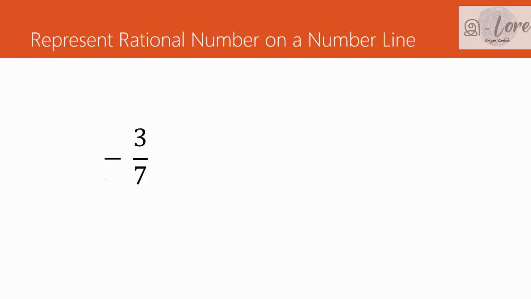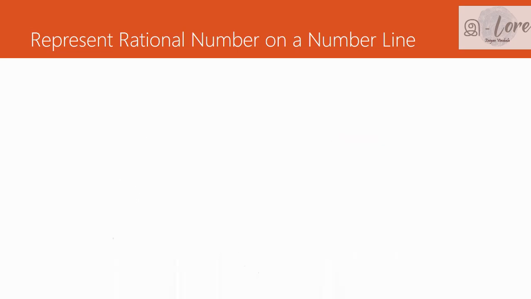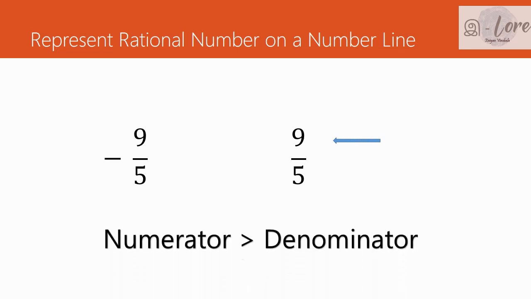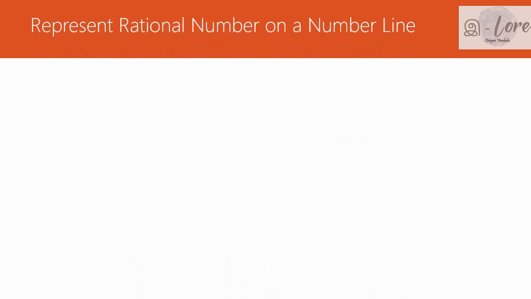Okay, fine. Next, -3 by 4 will also be represented in the same format. We have to take 3 by 4. We do not consider the minus, as I mentioned before. This is an example where the numerator is less than the denominator. Then we can come to another one, -9 by 5. We have to represent only 9 by 5. You have to consider only the numerator 9. In this case, the numerator is greater than the denominator. We do not consider the sign. We consider only the numerical values.